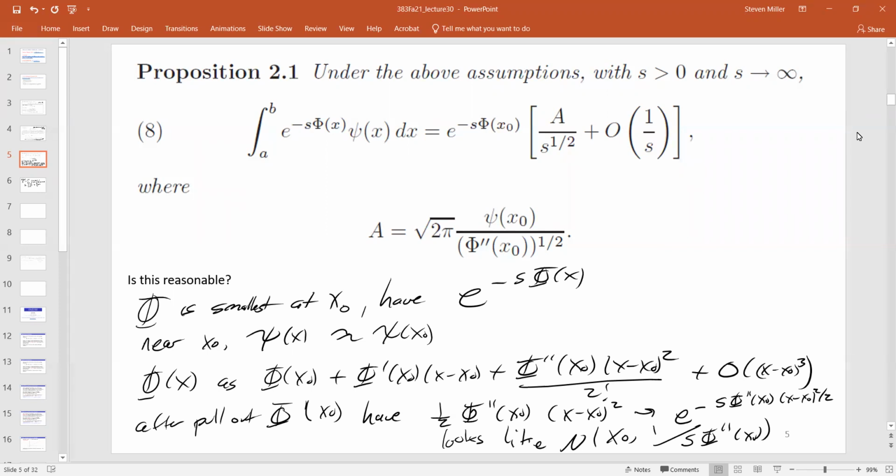And so if I have a Gaussian with variance 1 over s phi double prime of x0, phi double prime of x0 is fixed. 1 over s for my variance, my God, that's going to 0. So as this gets large, the Gaussian is becoming tighter and tighter and tighter. What does this remind you of? Something we've seen earlier in the semester?